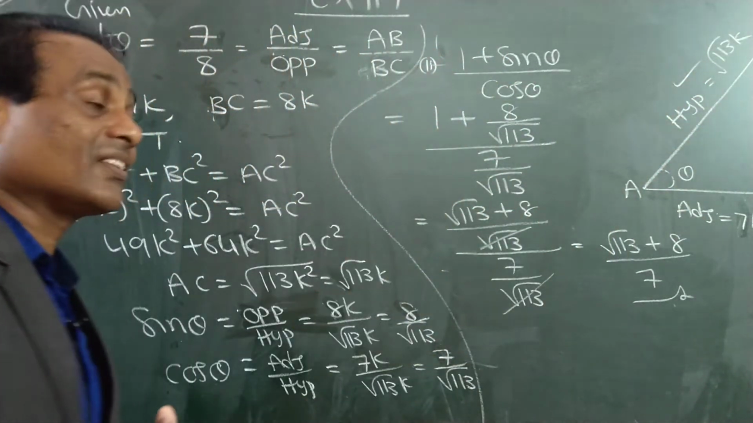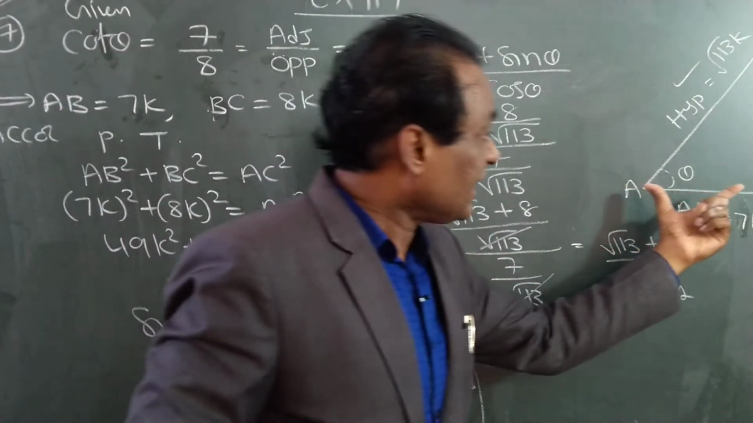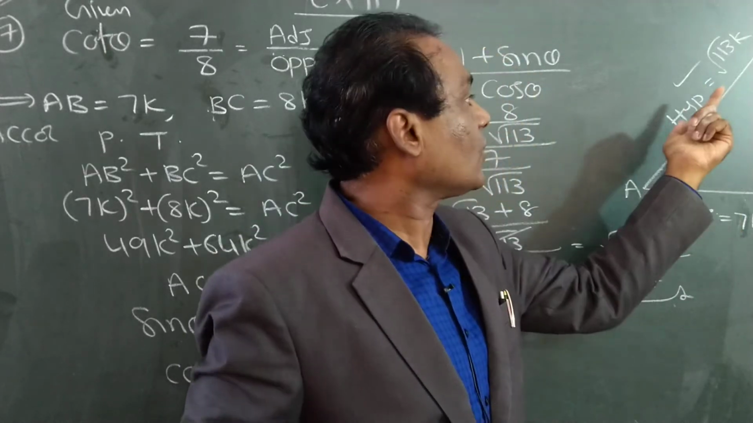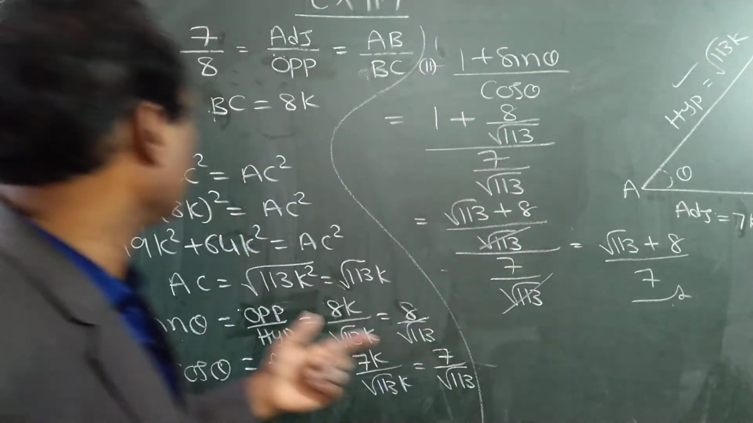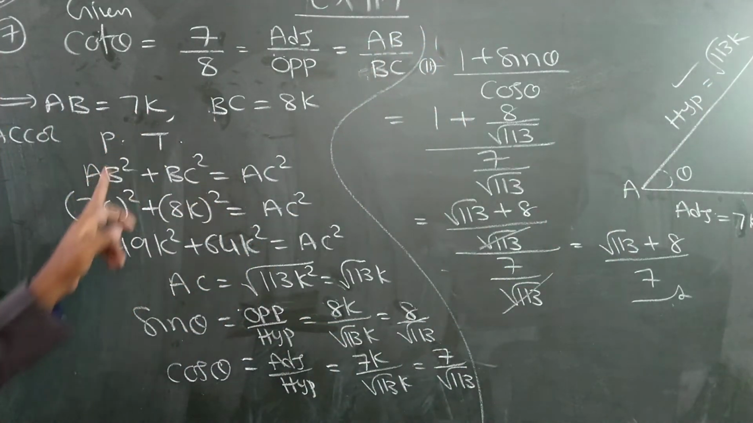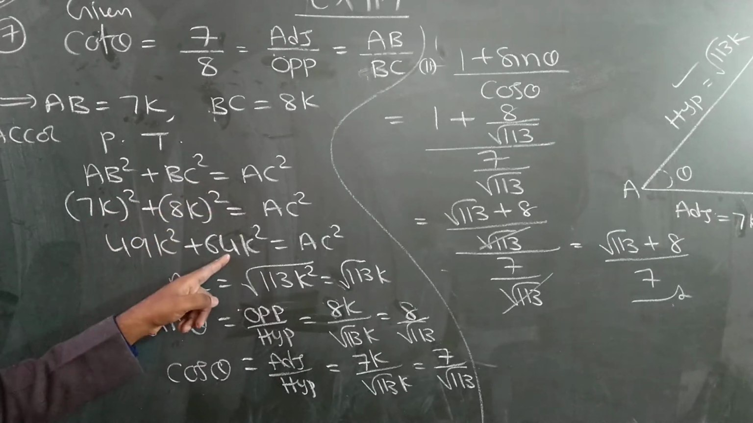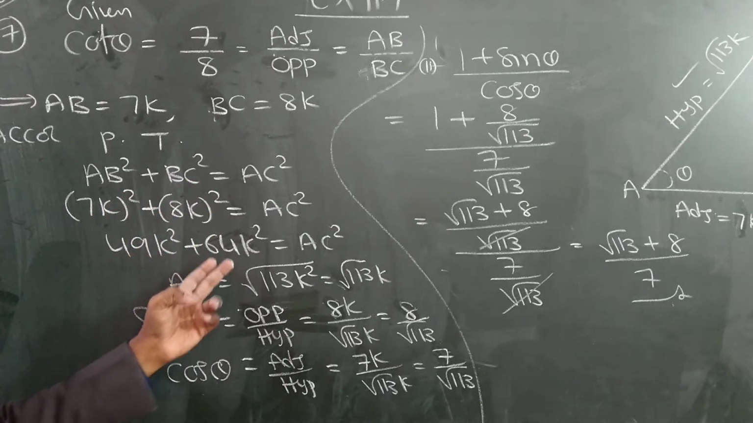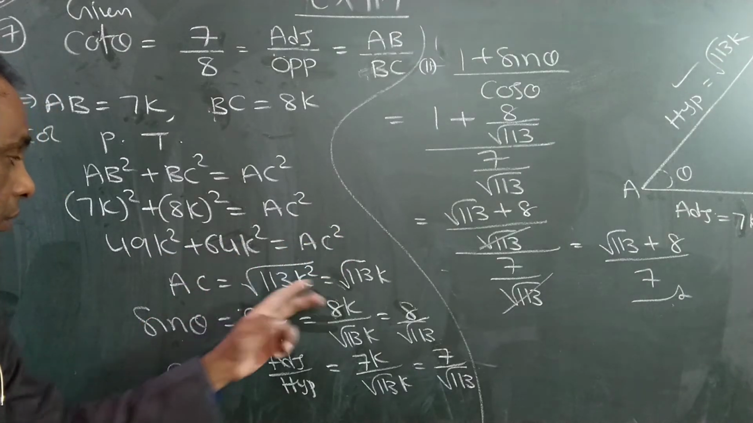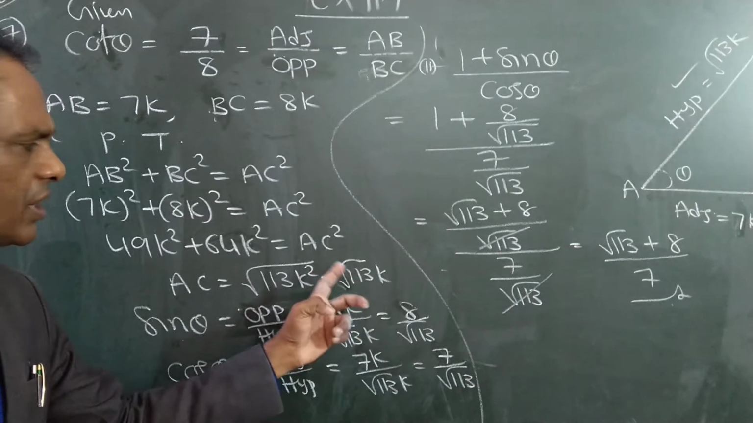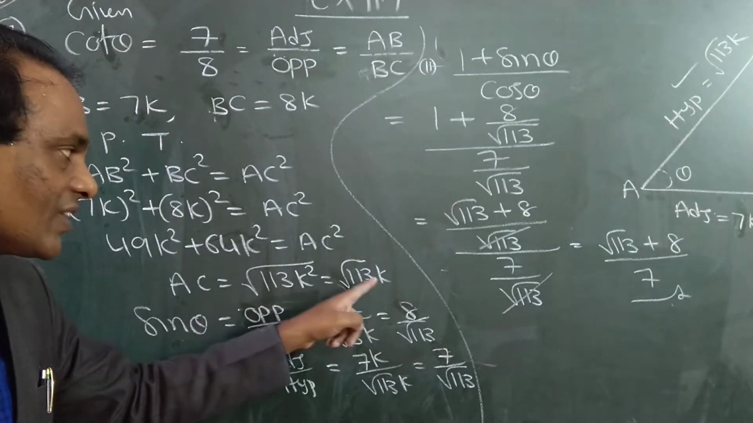For finding that side, we have the Pythagoras theorem. According to the Pythagoras theorem, side square plus side square is equal to hypotenuse square. AB square plus BC square is equal to AC square. AB is 7k, BC is 8k. 7 square 49, 8 square 64, k square. 49 plus 64 is 113 k square. If you remove the square, we get root. AC is root 113 k, because root 113 we don't know the value, it is not a perfect square. Square root of k square is k.